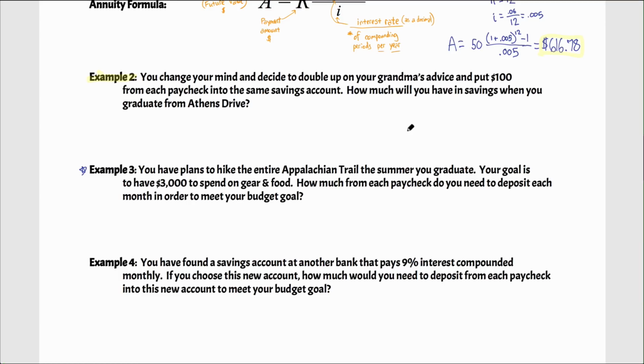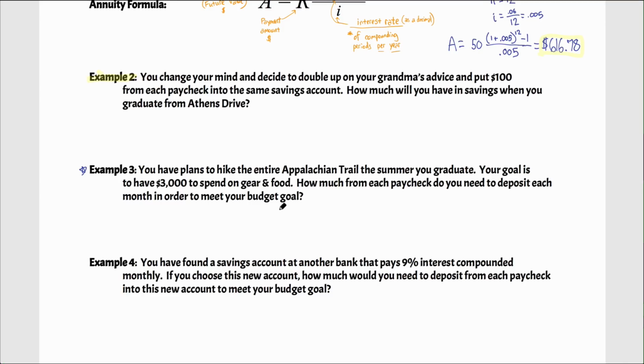You gotta plan out your food. You gotta have decent gear in order to stay on the trail for 4 or 5 or however many months it takes you. So if that's my goal, and I want to do it right after I graduate, then I need to start planning now. I need to start saving now. Okay, my goal is to have $3,000 to spend on gear and food. How much from each paycheck do I need to deposit each month in order to meet my budget goal?